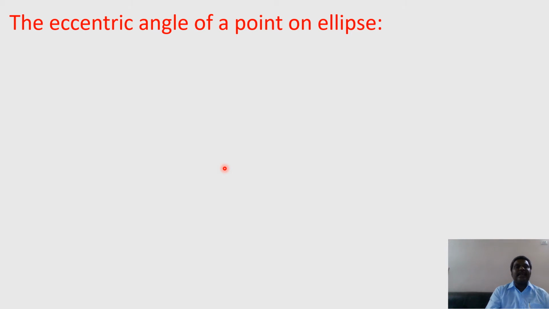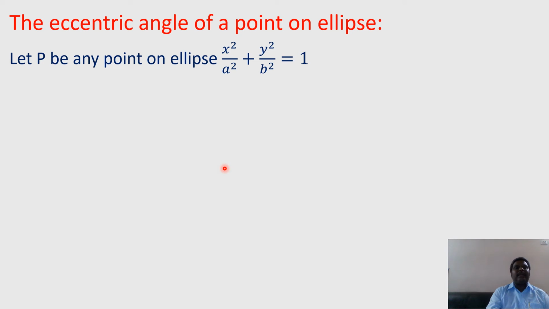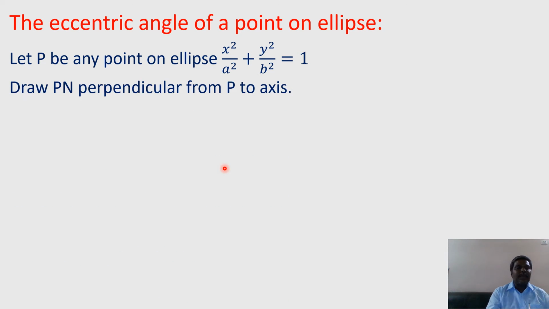Now let us see the next definition. What is the eccentric angle of a point on the ellipse? How to find the eccentric angle of any point on the ellipse? How to define that one? Let us see. P is any point on the ellipse x square by a square plus y square by b square is equal to 1. Now draw perpendicular PN from P to the axis. So take any ellipse, that is x square by a square plus y square by b square equal to 1. P is any point on the ellipse. We are going to find the eccentric angle of the point P which is on the ellipse.